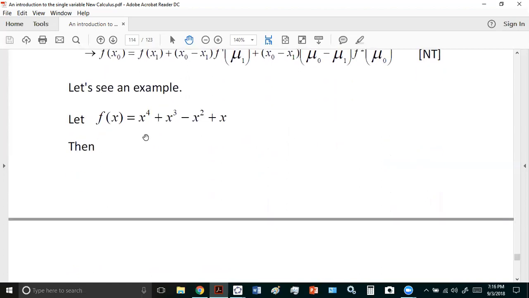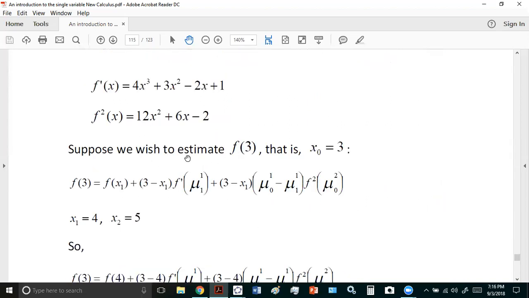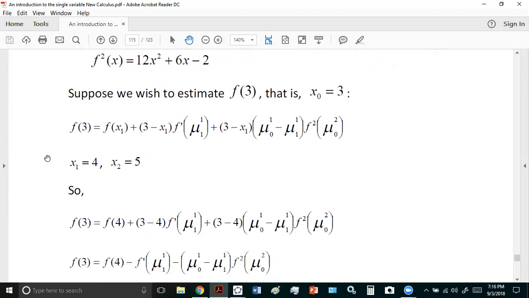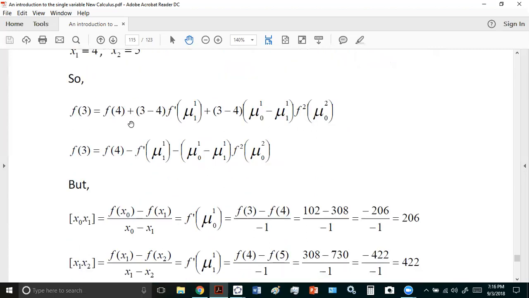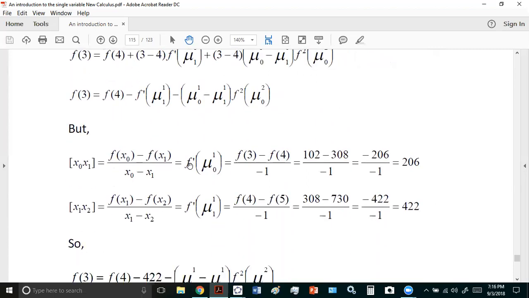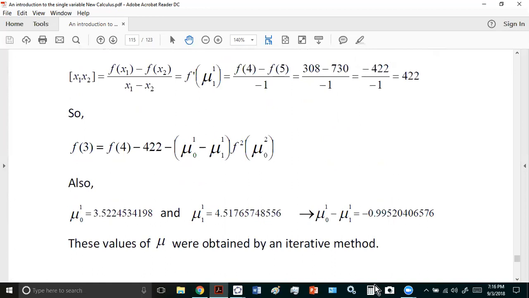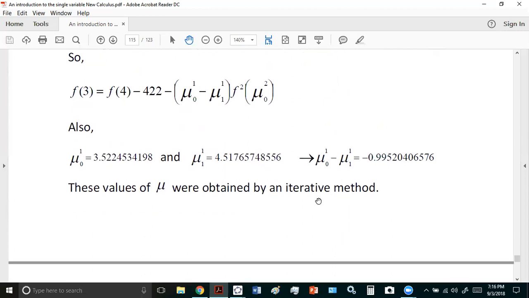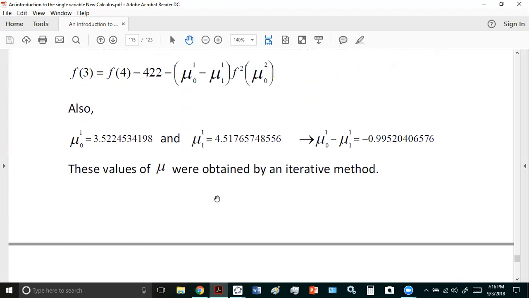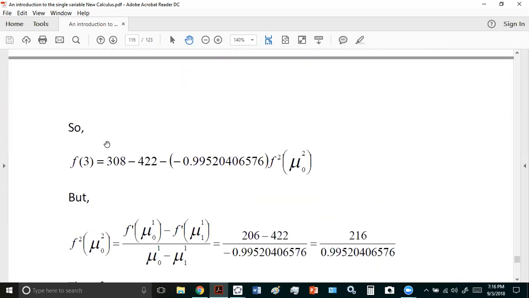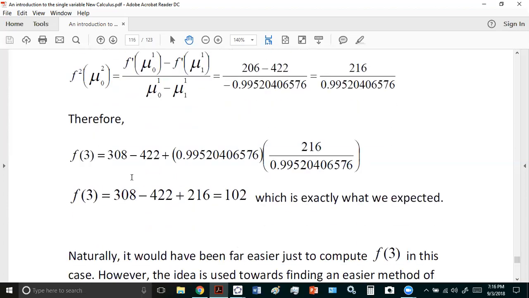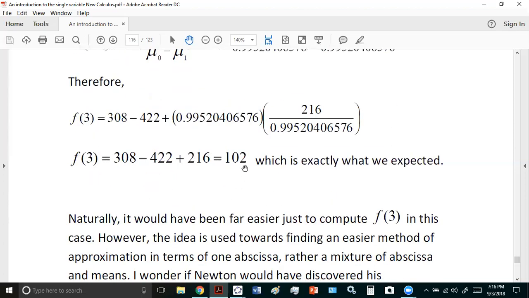So if we look at this particular curve here, x to the fourth plus x cubed minus x squared plus x, then we wish to estimate f of 3, that's x sub 0 is equal to 3. And we can see that we can simply go ahead and substitute those inside, and we can find the values for the mu's, okay? And we can do that using an iterative method, although in reality, we don't need to do any of that, as you'll see in a while. But I'm just showing you that the method will work, and it will give exact answers. So using the Gabriel polynomial, you will arrive at 102, which is exactly the correct answer.